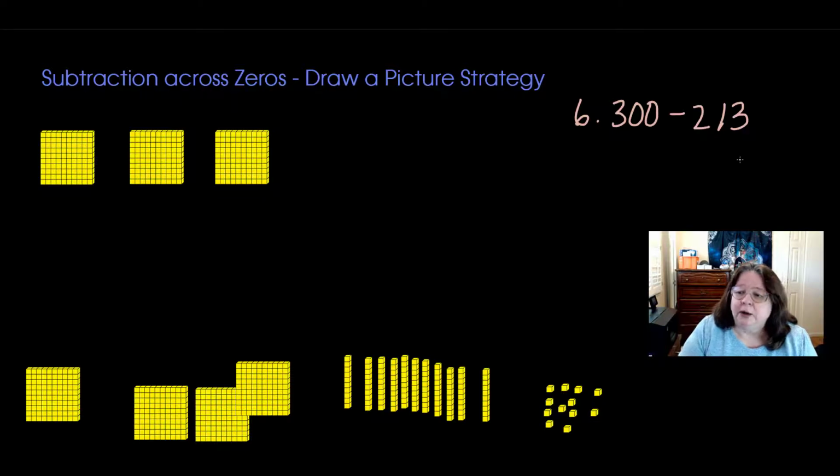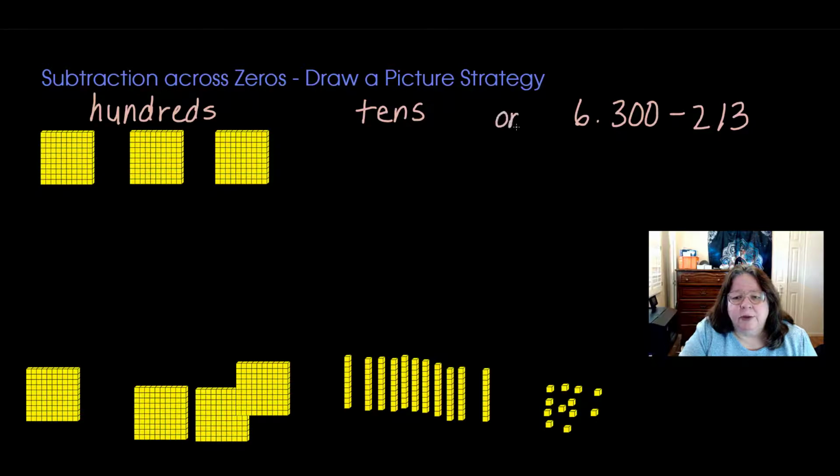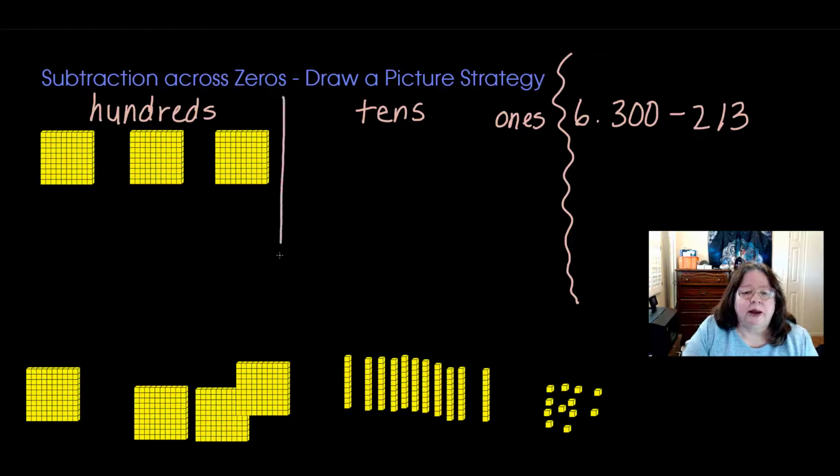Now I want to start by taking away the ones. I want to take away 3 ones. But there are no ones here. So what do we do? Well, because our book has us setting this up kind of like a place value table, I'm going to label this area hundreds. I'm going to label this area tens, and I have room for ones here. Let me just draw a line. So I've got my hundreds, I've got my tens, and I've got my ones. I can't take away 3 ones. That's what we're going to subtract first.